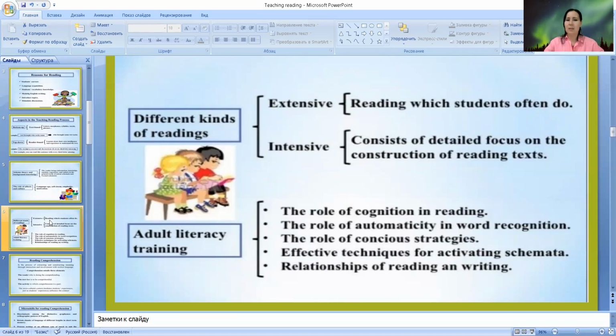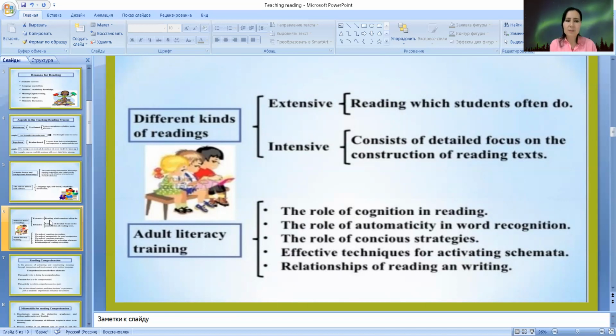For example, needing context from the text. For example, it consists of detail focus on the construction of the reading text. Here they can use or read the main thing, or main details, of the reading texts.